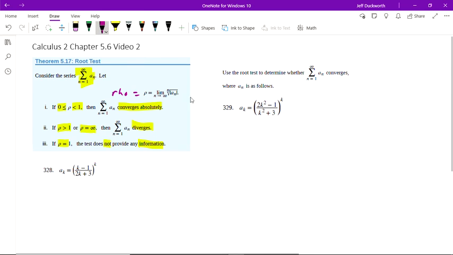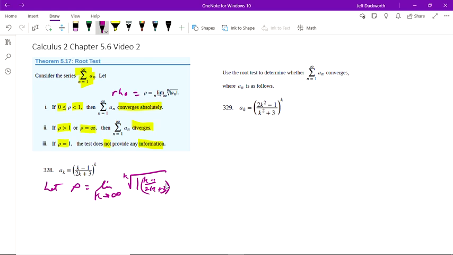All right, so let's take a look at this. They want us to use the root test to determine whether or not our series of a_n converges, where a_n is as follows. They give us a_k, so we're just going to treat it as k. No problem. So we're going to let rho equal the limit as k approaches infinity of the kth root of the absolute value of (k minus 1 over 2k plus 3), quantity all to the k.